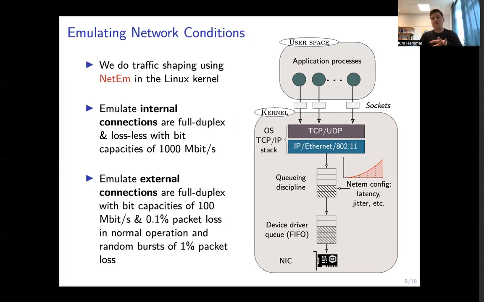In our case, we typically use it to configure the internal connections between nodes inside the infrastructure as gigabit connections without packet loss. Then we emulate the external connections between the gateway and the attacker and the clients using 100 megabit connections with some packet loss. These numbers are drawn from previous empirical studies on enterprise networks.